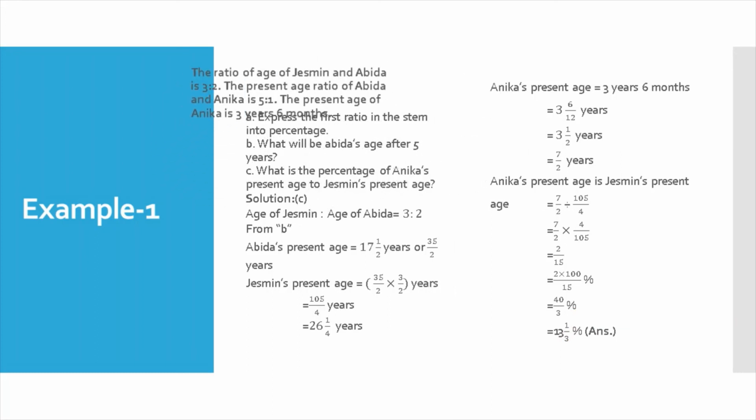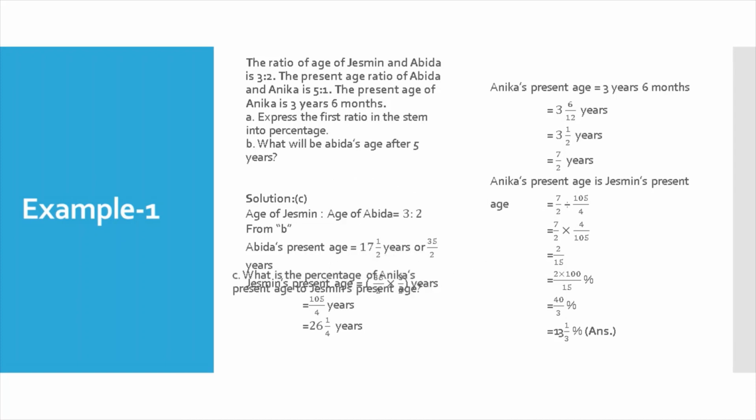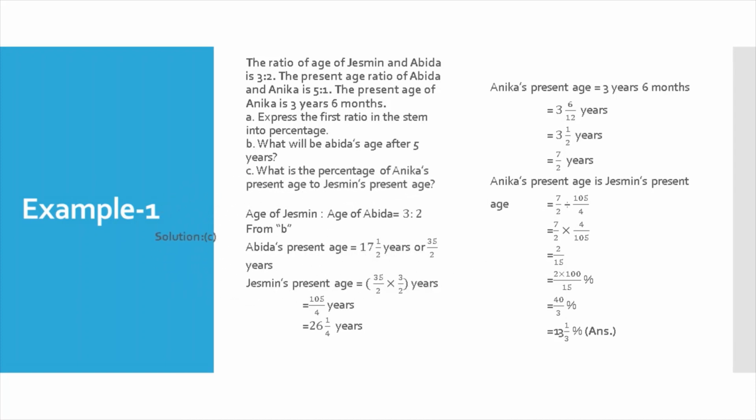Let's see again. That is the stem, that is the question, and that is C. That is the solution. Age of Jasmine to Abida is 3:2. With the help of this we got Jasmine's present age, that is 26 1 by 4 years, and this time Anika's present age we have to convert to years. As you can see, I am converting to years, and with the help of this Anika's present age is to Jasmine's present age, that is the desired percentage we made.